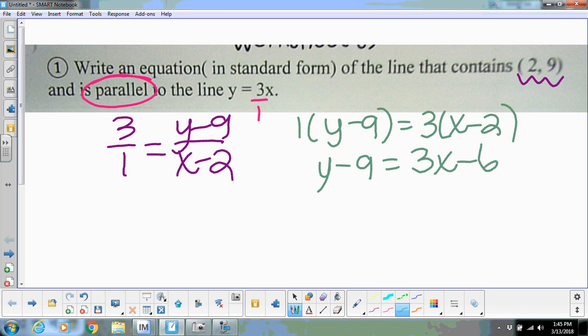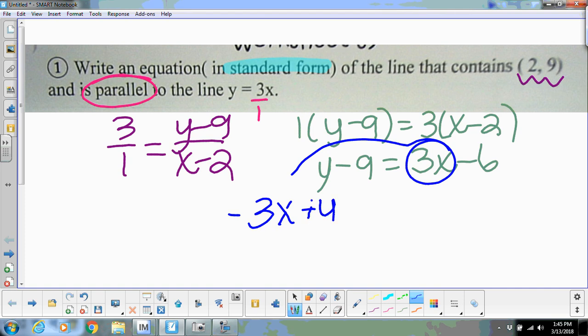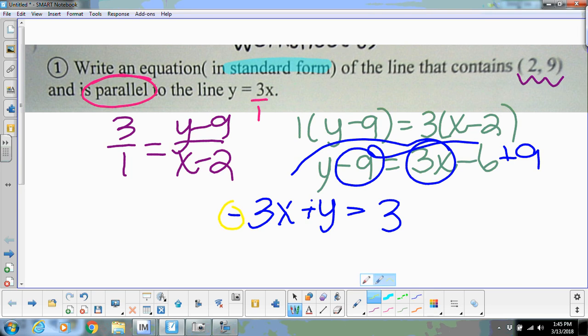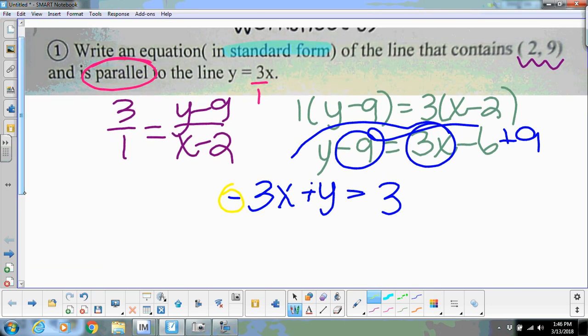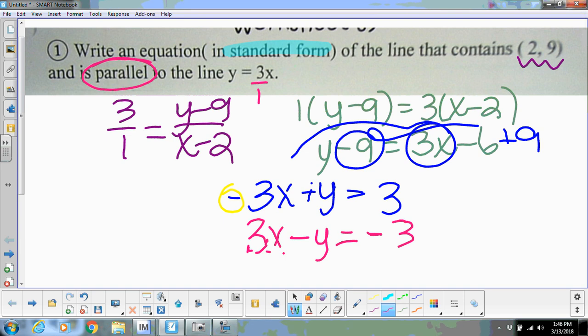All right, and then since it wanted it in standard form, that means we want x and y together on the left-hand side. So the first thing I'm going to do is move my x over, and it's going to become negative. Move my 9 over, it becomes positive. And then the problem that I have here is I have a negative x. We can't have a negative x in standard form. So I'm going to change the sign of everything. So it should be 3x minus y equals negative 3.